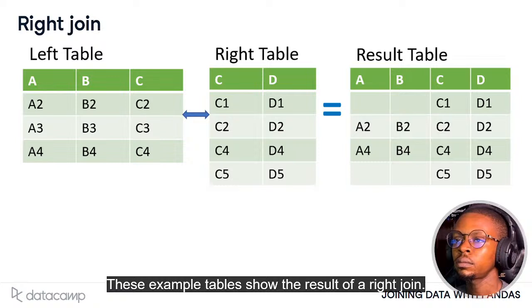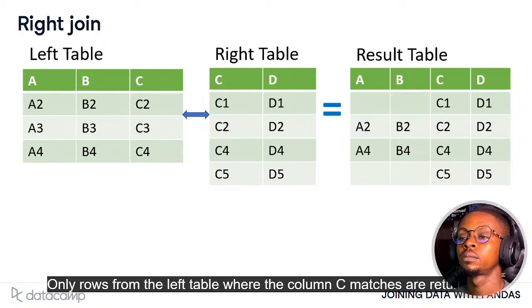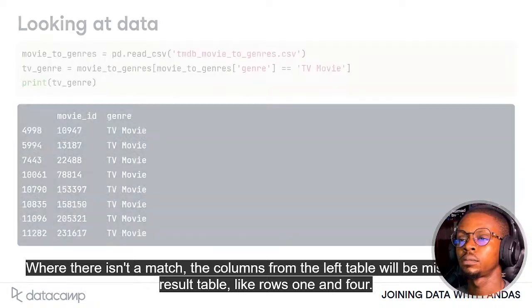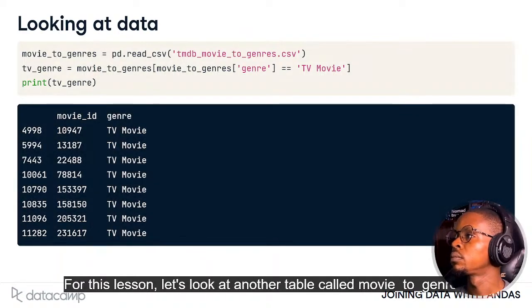These example tables show the result of a right join. Only rows from the left table where the column C matches are returned. Where there isn't a match, the columns from the left table will be missing in the result table, like rows 1 and 4. For this lesson, let's look at another table called Movies to Genres.